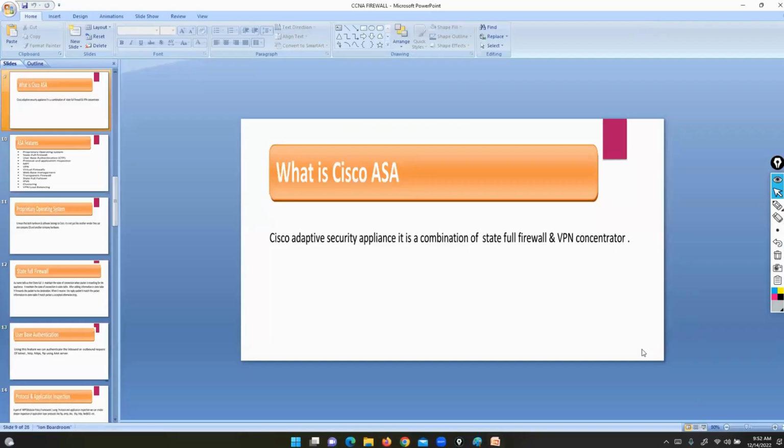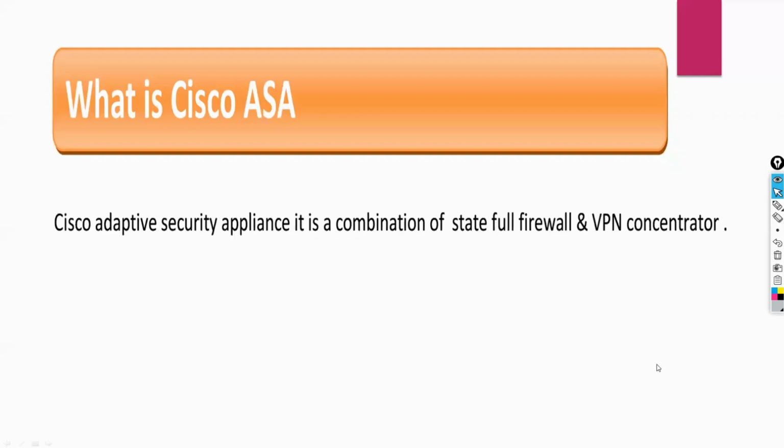Let's continue our topic, Kashif. So what is Cisco ASA? Cisco ASA is called Adaptive Security Appliance. The Cisco ASA firewall device is called Adaptive Security Appliance. It is a combination of a stateful firewall and a VPN concentrator.